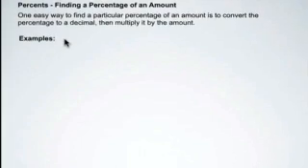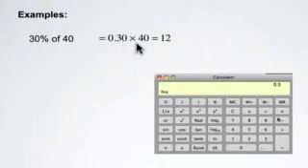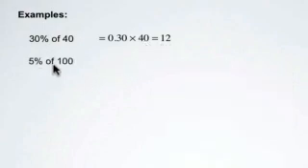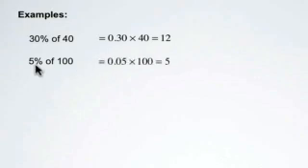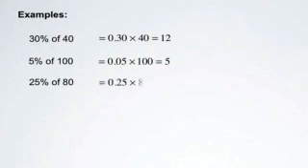So some examples we can look at are 30% of 40. I take the 30% and convert it to a decimal by dividing by 100, or moving the decimal back 2 places, and then I'm going to multiply. So this becomes 0.30 times 40 to give me 12 when I put it into my calculator. 5% of 100 is 0.05 when I take the percent and convert it to a decimal, multiply by 100, and I get 5. 25% of 80 is 0.25 times 80 to get 20.